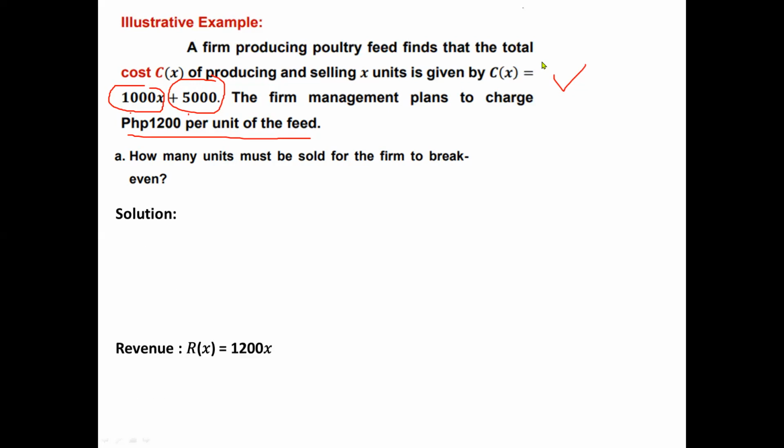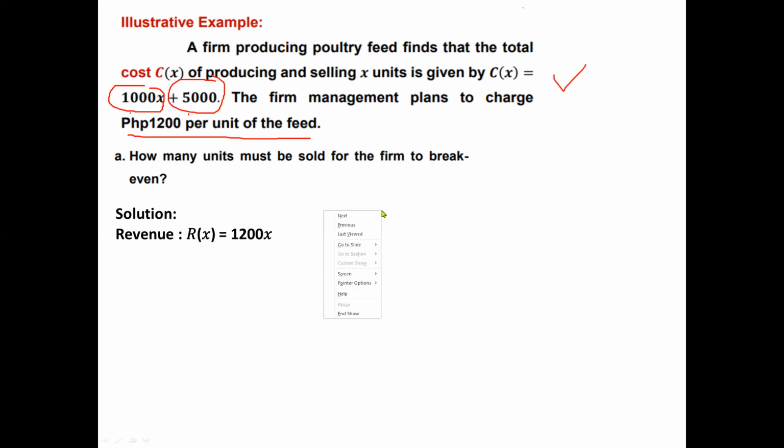So, ang solusyon natin, ang revenue is R of X and that is equal to 1,200X because we have 1,200. Okay? 1,200 pesos per unit. At ang X is actually unknown. So, hindi pa natin alam ang value ng X. Since 1,200 kada isa, ang equation natin is 1,200X. So, yan siya, anak, no? 1,200X. Yan ang ating revenue.